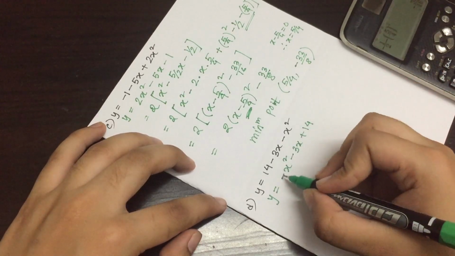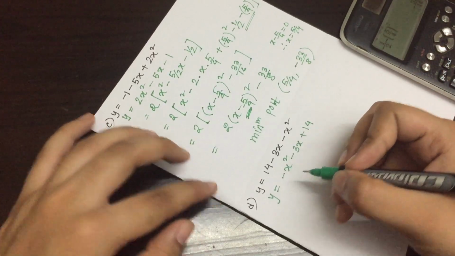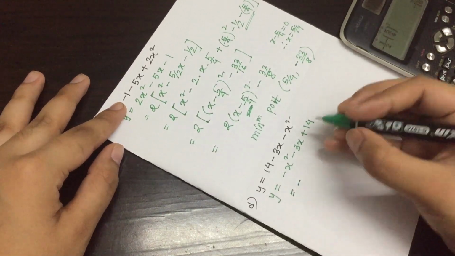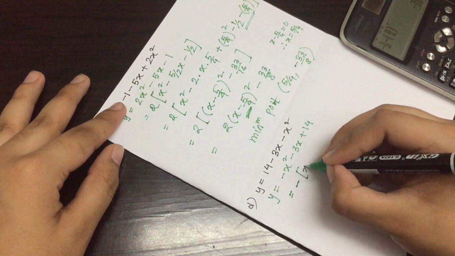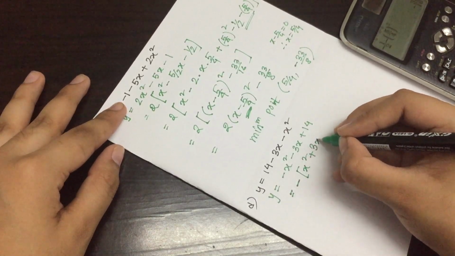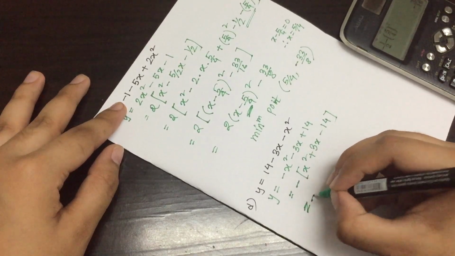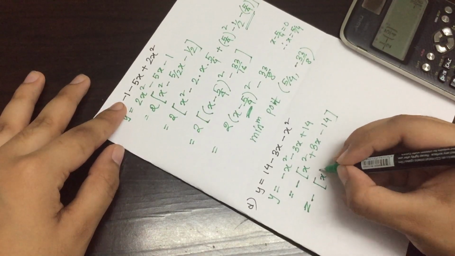And now as you can see here, there's a minus sign in front of x square. So we have to take that minus sign as common. So if I take minus sign as common, I am left with x square plus 3x minus 14 inside the bracket. So minus x square remains as it is.